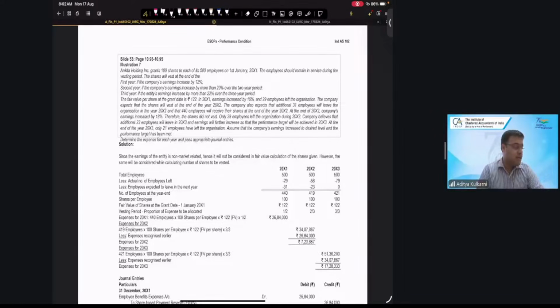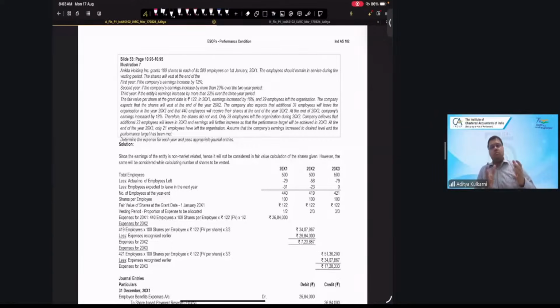Market linked performance condition, if they are linked to achieving a price level or a target price or a market growth, whatever it is. And non-market linked, if they are linked to factors other than the market price. Like for example, sales, productions, earnings, etc. If these are linked, then definitely you can do the accounting based on that fact.